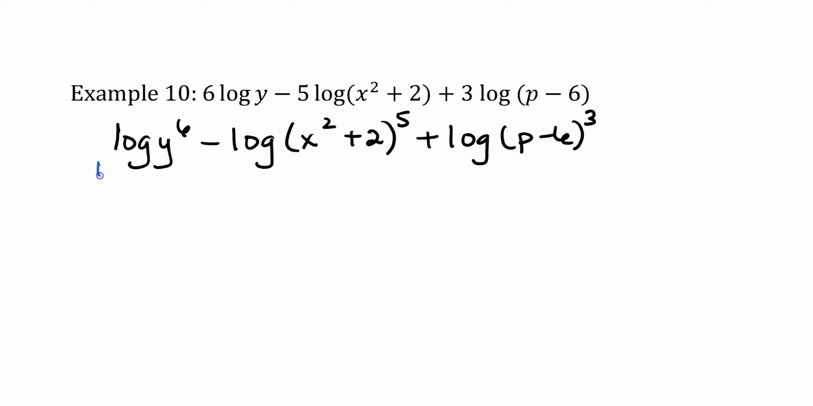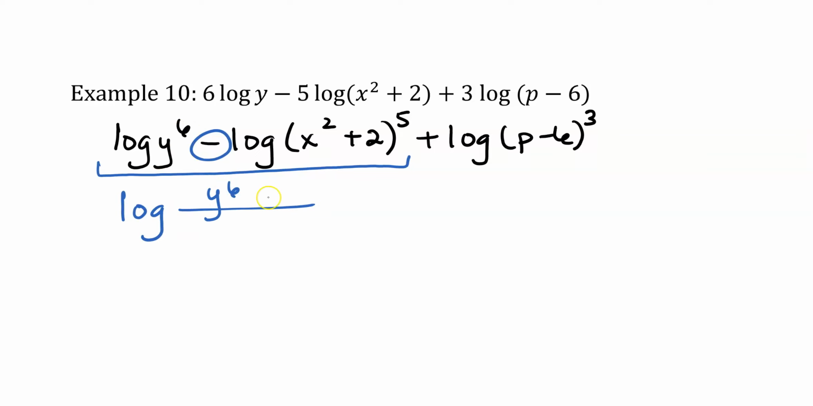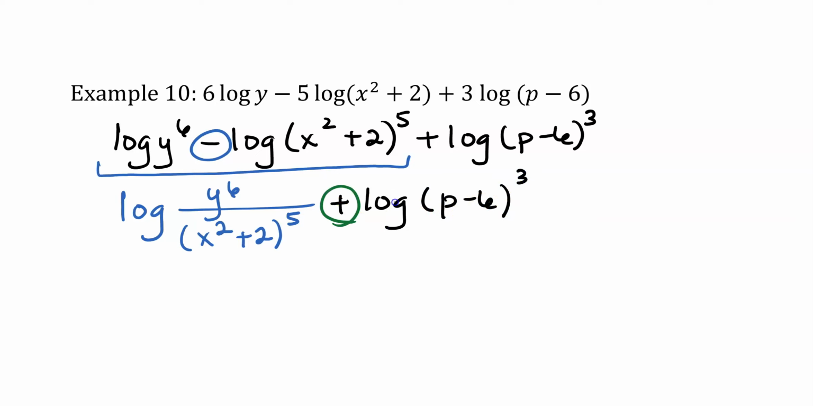Now we will take a look at our first two logarithms in this expression that are being subtracted. Because they're being subtracted, we're using the quotient rule. What's inside of the first log goes in the numerator. What's inside of the second log goes in the denominator. I'll bring down the addition of our last logarithm. And because it is addition, we will be combining these two logarithms using the quotient rule. Oh, excuse me, no, because it is addition, we will be combining these two logarithms using the product rule.